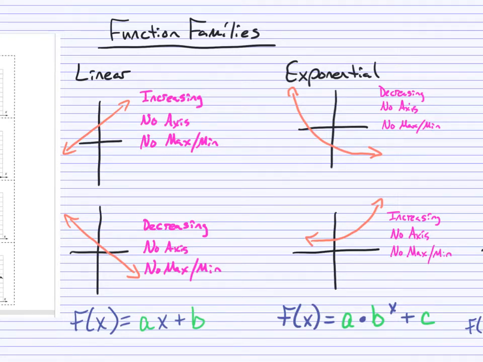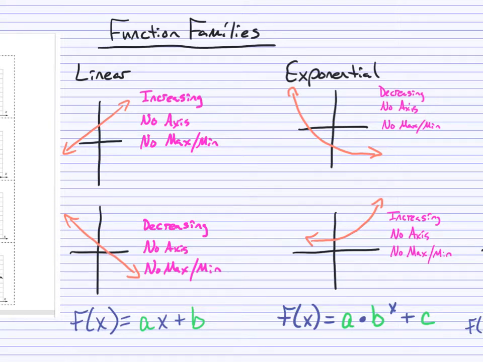Again, if I was looking for the maximum or the highest point, I can't because this one goes on forever and ever up and to the right. And there's no minimum because it goes down forever and ever to the left. So this example has no maximum or minimum. If I look down here at this example, this one is decreasing as I go from left to right. So this linear equation would be decreasing.